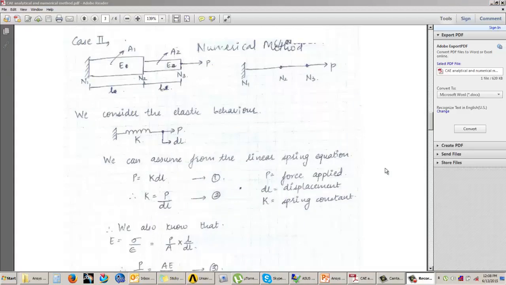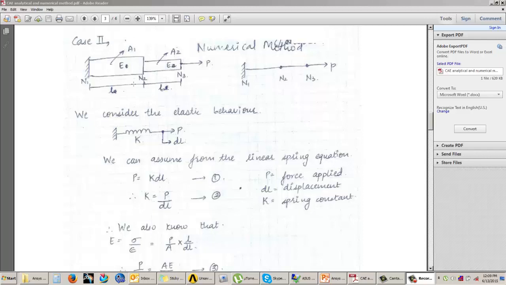Now let us move to the next method, that is the numerical method. In the numerical method, we will consider the same problem that we considered for the analytical method. If you can see over here, it's the same step bar that we have. We have area 1, area 2. The load applied on the step bar is P, and the lengths of the step bar are L and L.